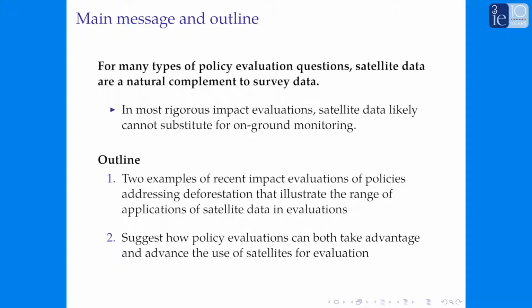With the remaining time that I have, I'd like to give two examples of recent impact evaluations, both of which were supported generously by 3IE, which are on policies addressing deforestation and illustrate the range of applications of satellite data in evaluations. Then I'll wrap up by making a couple of observations and suggesting two roles for satellite data in complementing survey or administrative data.